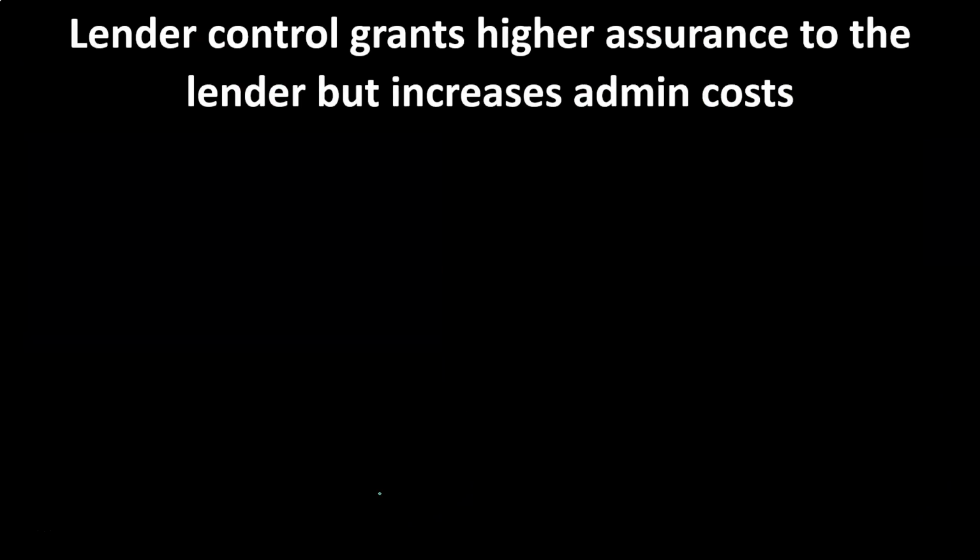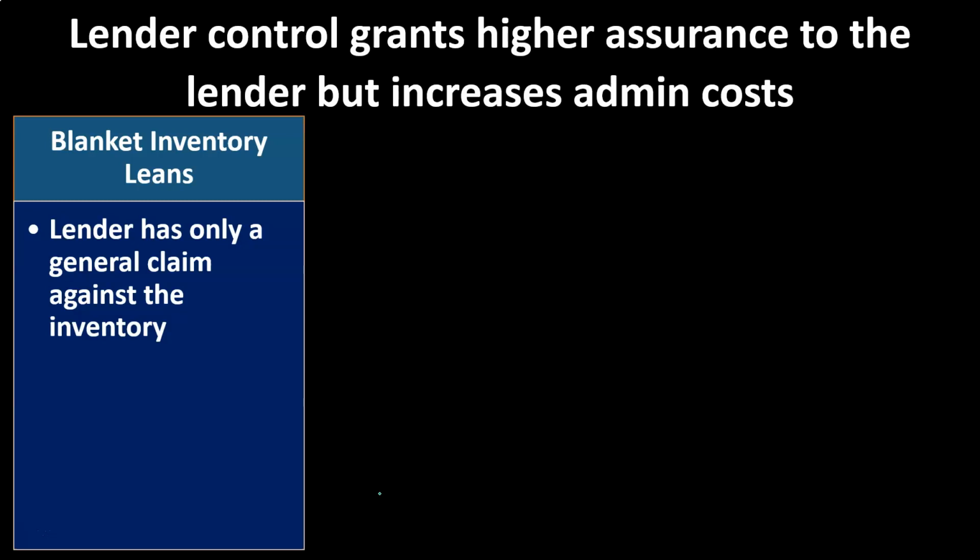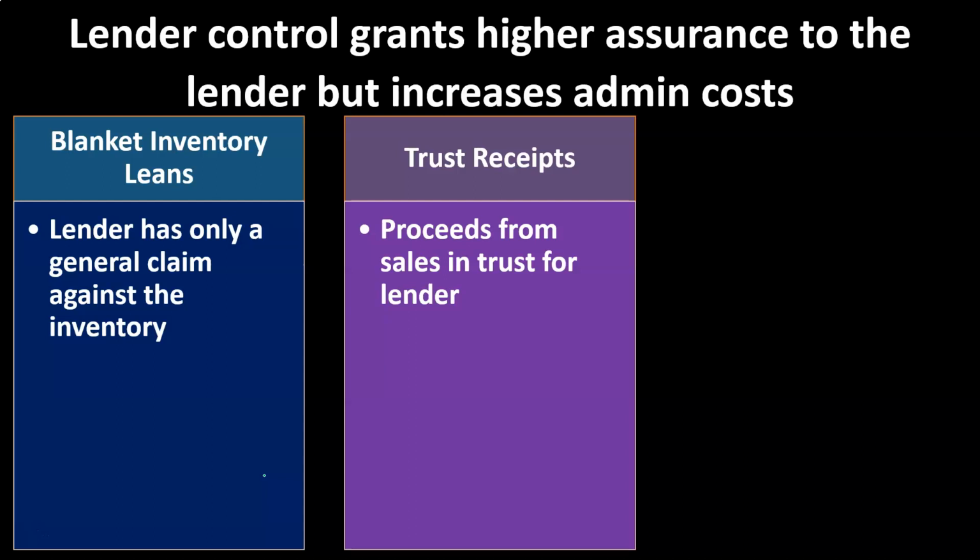Lender control grants higher assurance to the lender, but increases admin costs as well. So once again, if you are the lender and they're using inventory to help secure loans for short-term financing, they could just say, hey, look, we're just going to pledge the inventory. It could be a blanket inventory lien that you have on it in the event that there's a problem with the loan or default on the loan. The lender only has a general claim against the inventory. So that's great because in theory, then the lender is secured. But they don't have any physical control over it. So if there's a problem, then it's going to be difficult for them to exercise actual control over the inventory, even though they may have the legal right to do so.